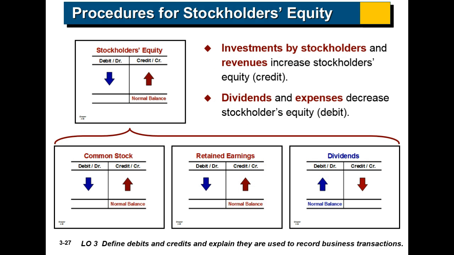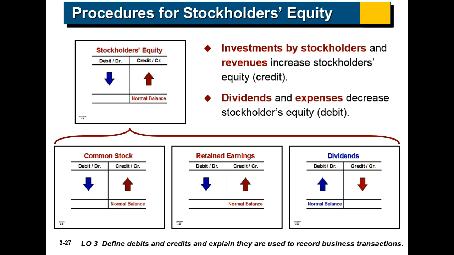Procedures for stockholders' equity. Investments by stockholders and revenue increase stockholders' equity because that's a normal credit balance. Think of the accounting equation, assets equal liabilities plus stockholders' equity. If assets are a normal debit balance, then liabilities and stockholders' equity need to be a normal credit balance for them to equal, okay?